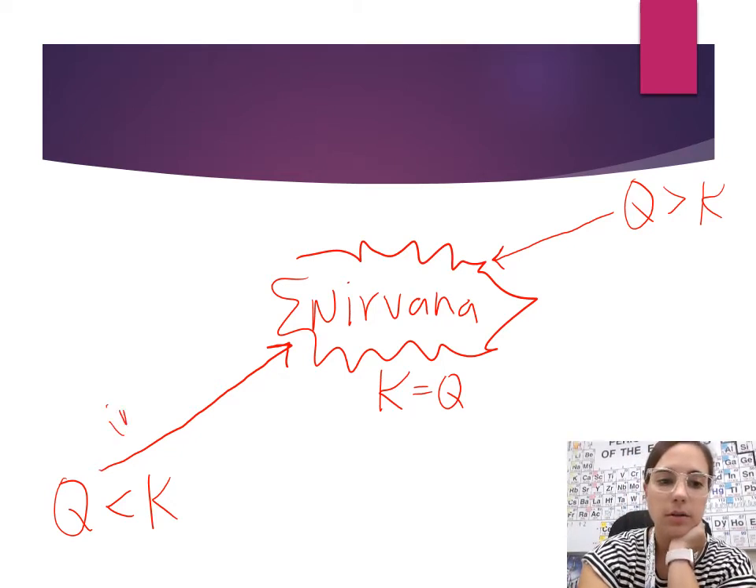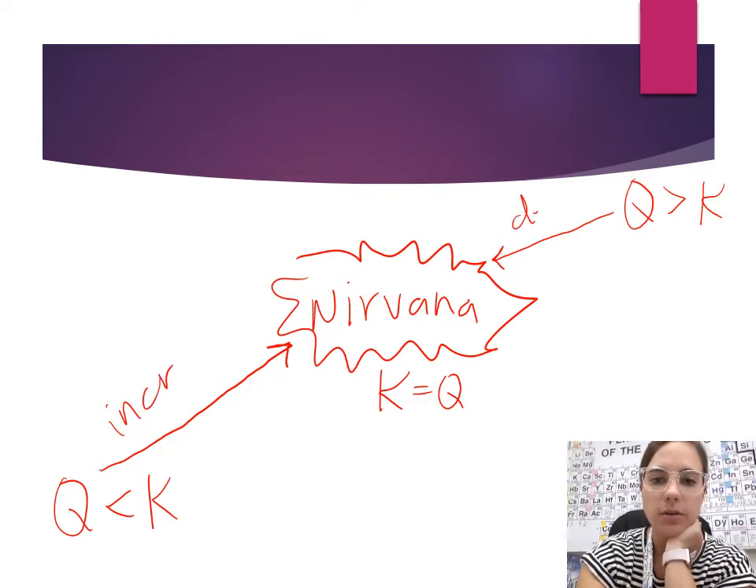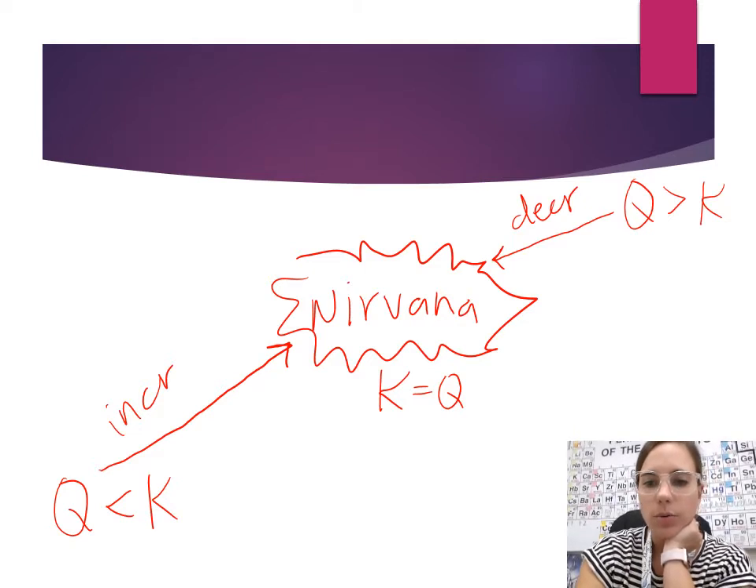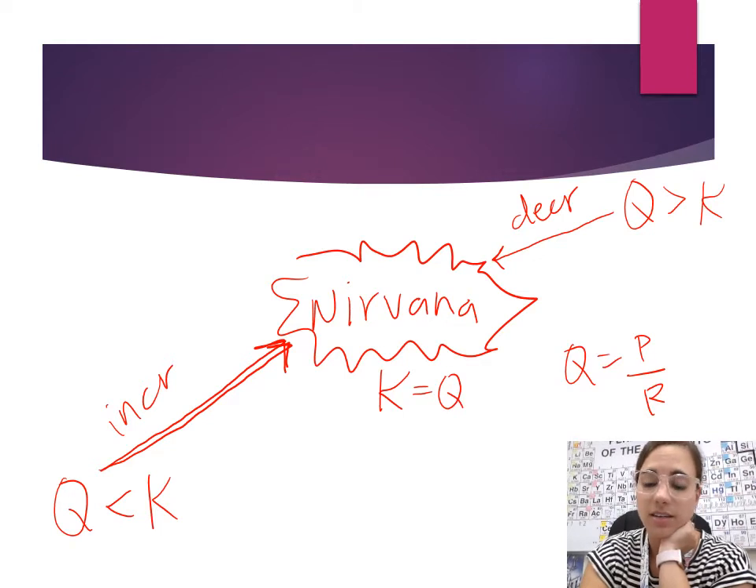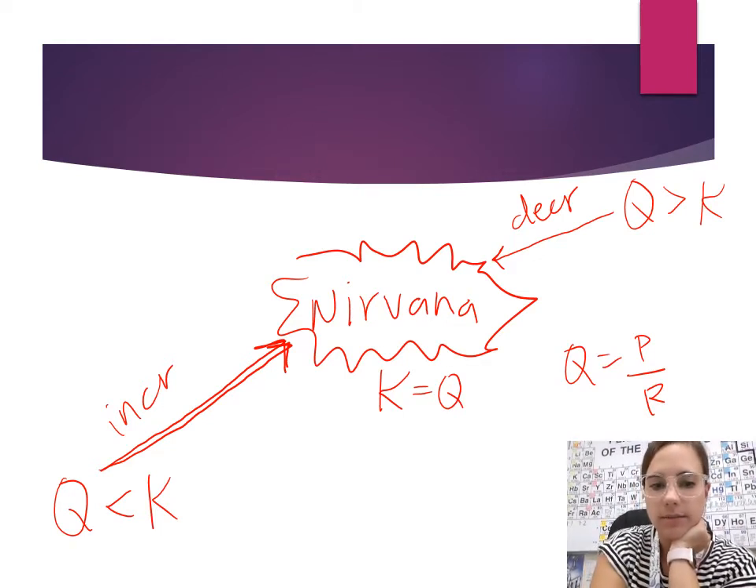So Q is going to increase. Here, Q is going to decrease. Well, remember, Q is products over reactants. So in order for Q to increase, we need to increase products and decrease reactants. So we shift right.